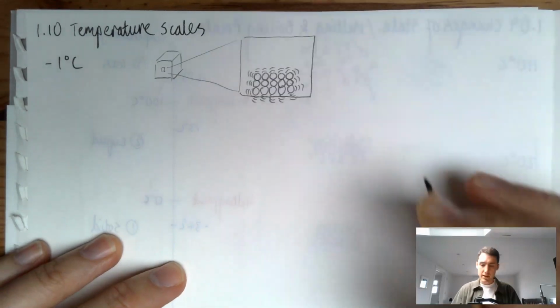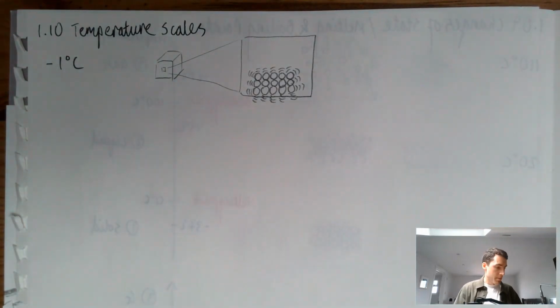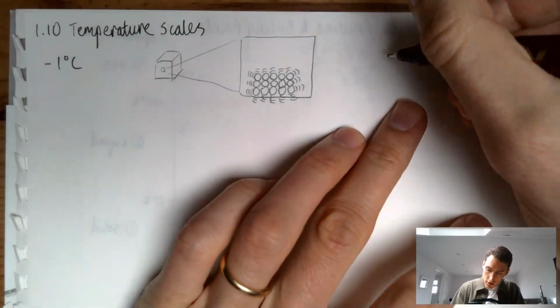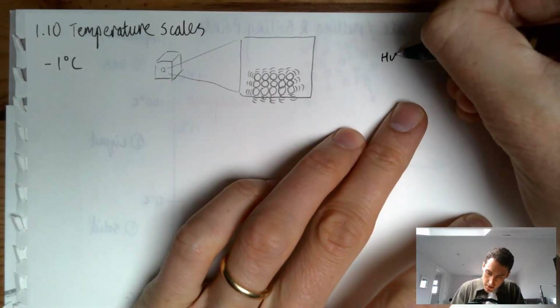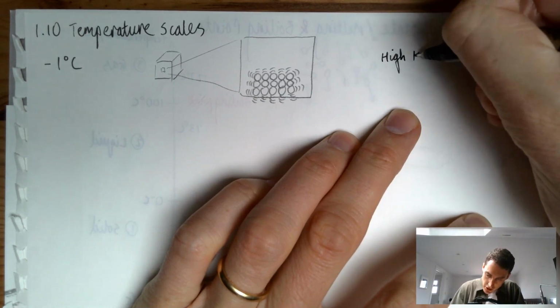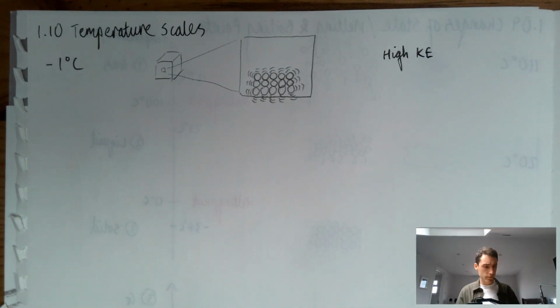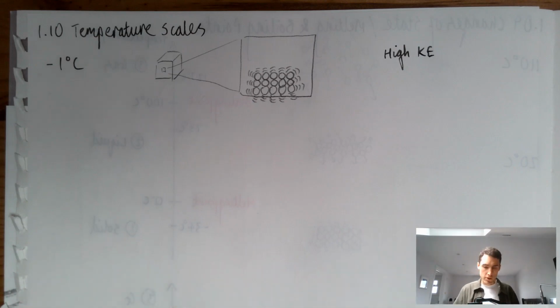So, lots and lots of jiggling. And I might put something along the lines of a note here that we've got relatively high kinetic energy. And I'll just put KE for now. You might want to write it out in full. So this is the picture of the particles in an ice cube at -1 degrees C.